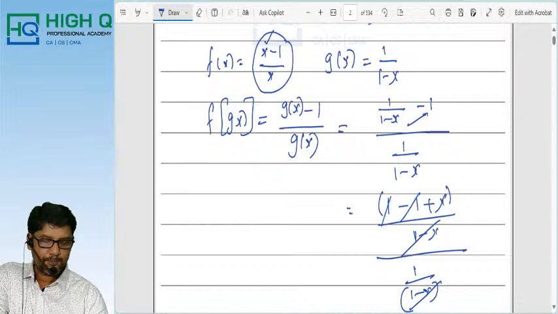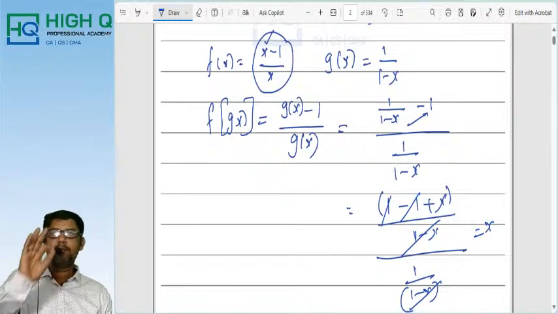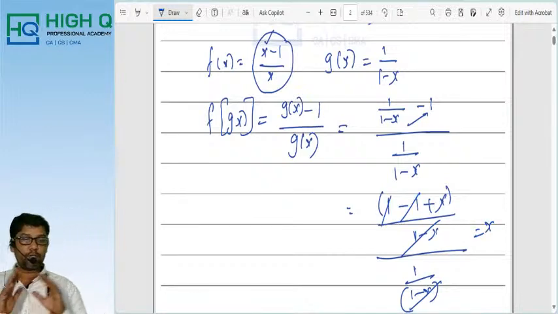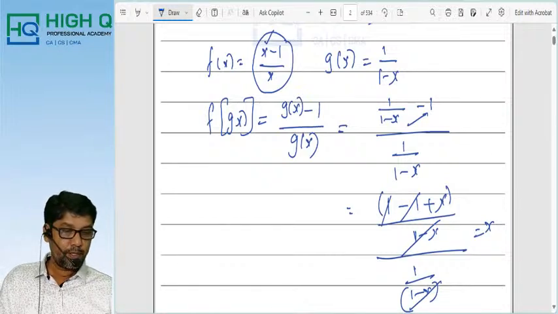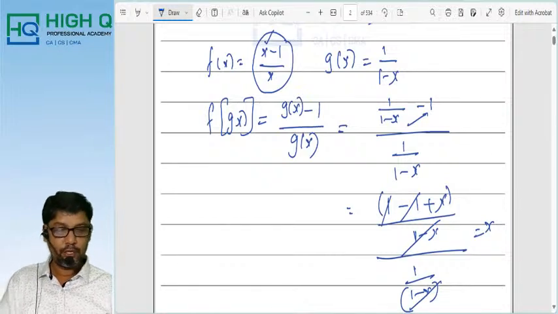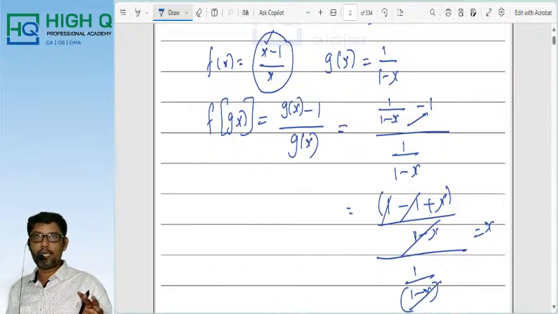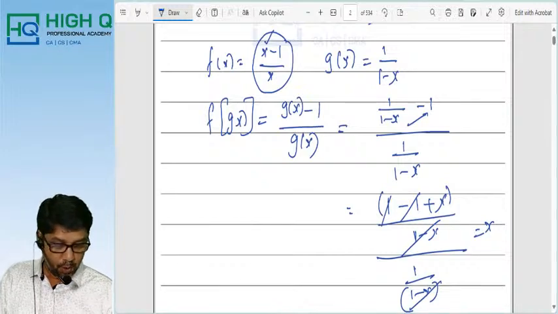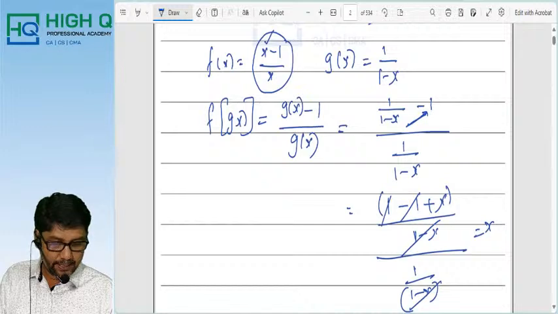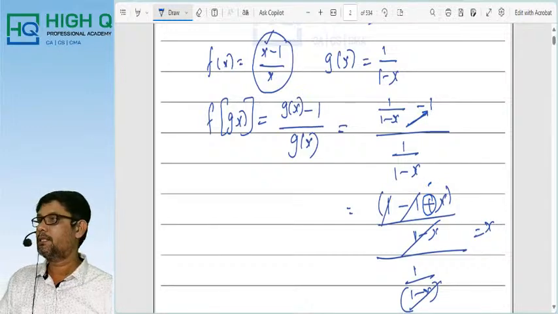Cancel x. What mistake most students commit, I'll tell you. When they just take LCM, here instead of plus, they will put it as minus.